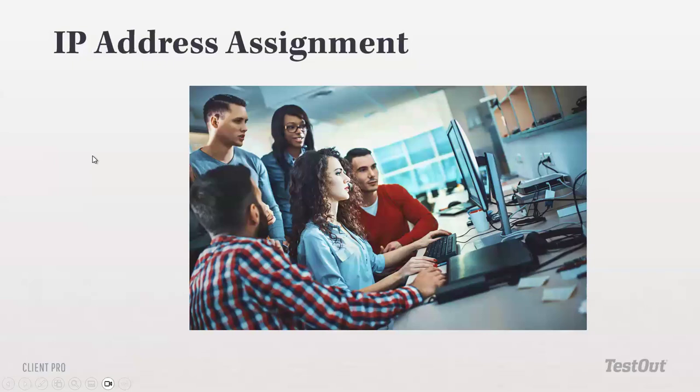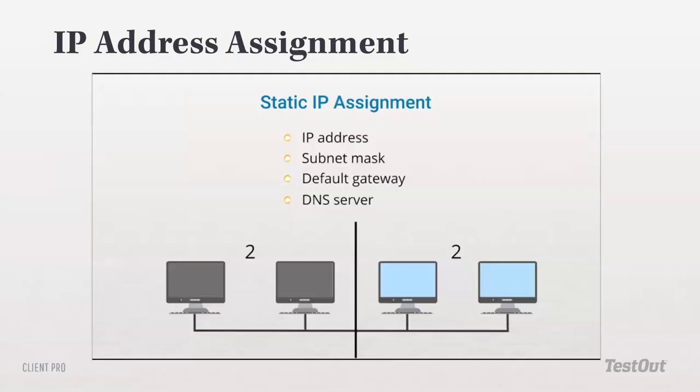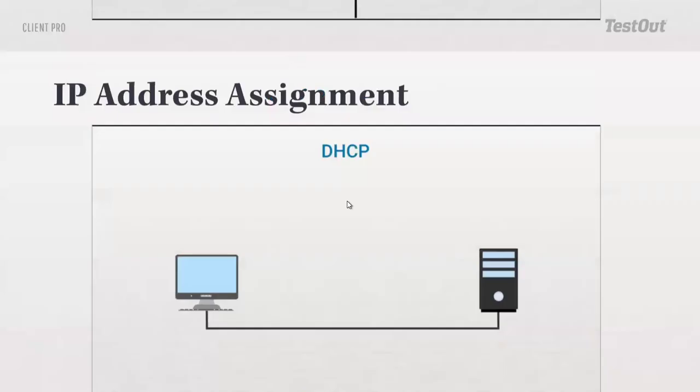Now, we've talked about IP addresses, and we've talked about how every computer, every device on the network needs one. But how do we actually get those IP addresses? Well, we can manually configure what's called a static IP address. We would put in an IP address, a subnet mask, a default gateway, which again is the other word for the router to get out of the network. And in order to do name resolution, we would want at least one DNS server address. Typically, you will see two DNS servers configured for redundancy purposes.